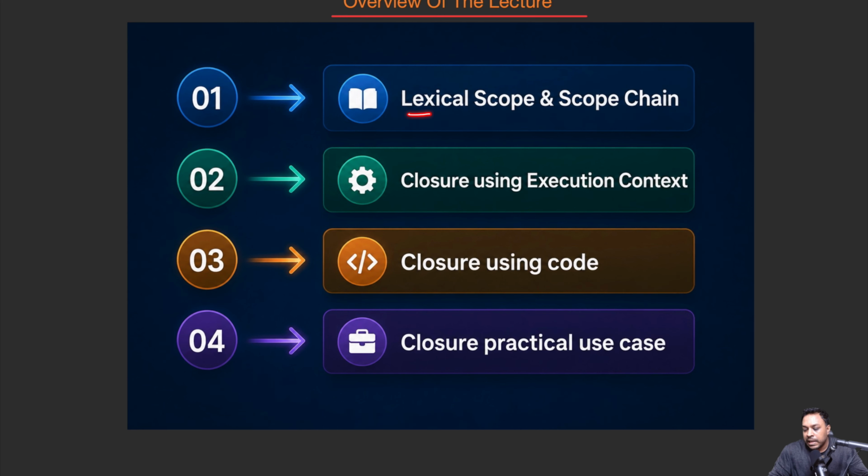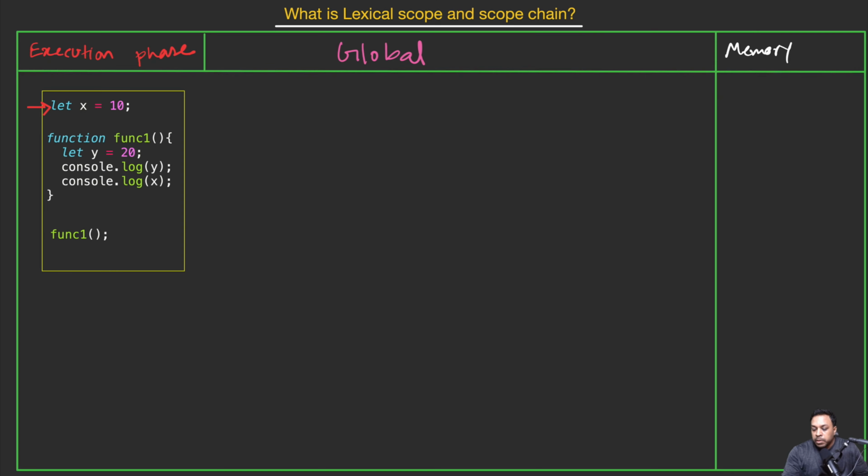Now let's get into lexical scope and scope chain. Well, before understanding lexical scope, we need to understand what a scope actually is. To explain scope, I have taken this piece of code that we shall execute line by line, and in the end, we shall understand what scope is. So let's start the execution, and we will only see the execution phase. We will not go into the memory phase.